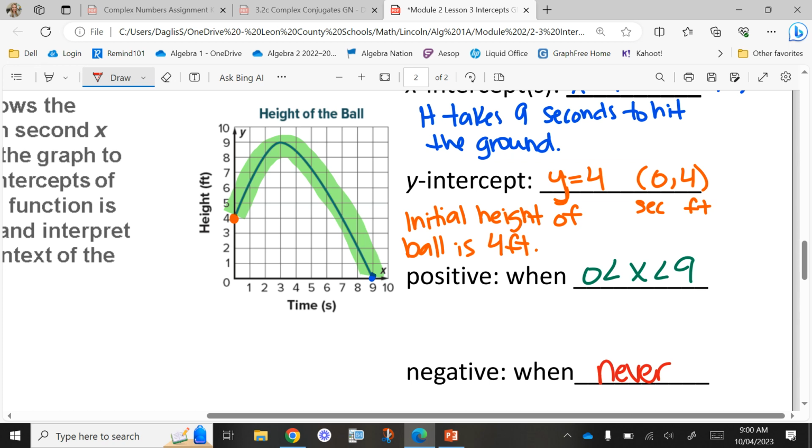Well, it gets up to 9 feet, though. If you're ever dealing with water, is it possible to go under the water? Yeah, so those real-world situations, a negative y value would be okay. All right, but here we're like throwing it outside on the ground. It's not going to go under the ground. Gravity doesn't change, though. If you throw something, gravity's going to bring it down the same way.